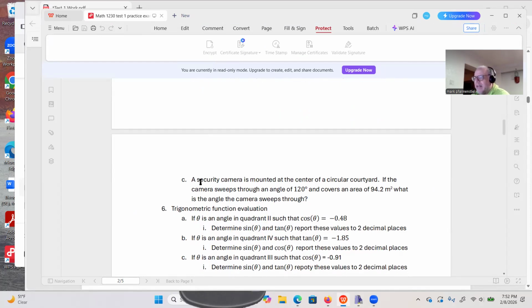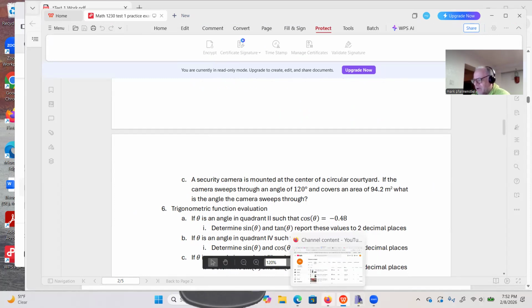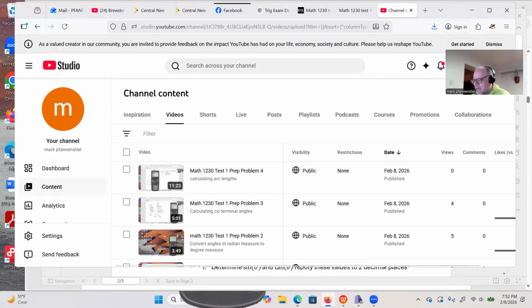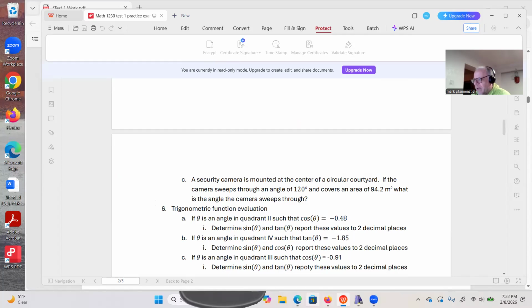Okay, let's see. Next problem here. We have a security camera mounted at the center of a circular courtyard. If the camera sweeps an angle of 120 degrees and covers an area of 94.2 meters squared, how about not with the angle? I have to change this. This would be like, what's the radius of the courtyard that we're dealing with? So let's go ahead and fix that. What's the radius that we're dealing with here? So we'll go ahead and look at that.